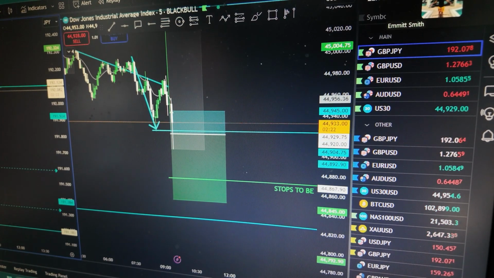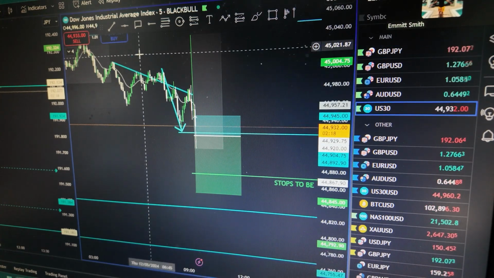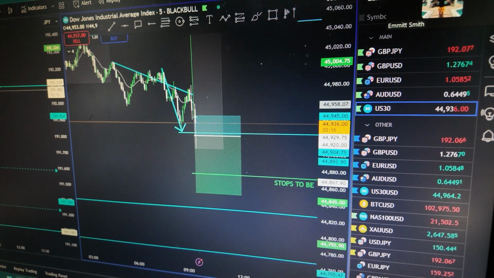I don't like how US30 is playing at these lows. Looks like it's just grabbing. We've already grabbed highs. Looks like it's grabbing lows now. It's not looking sexy to me.